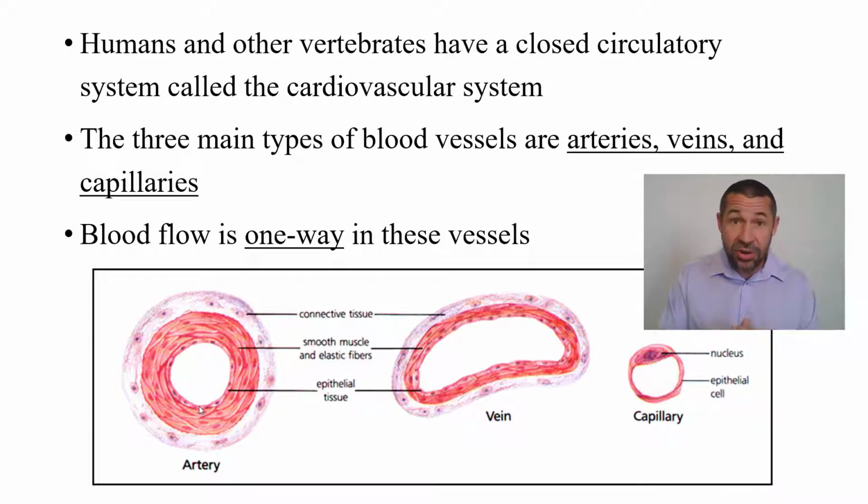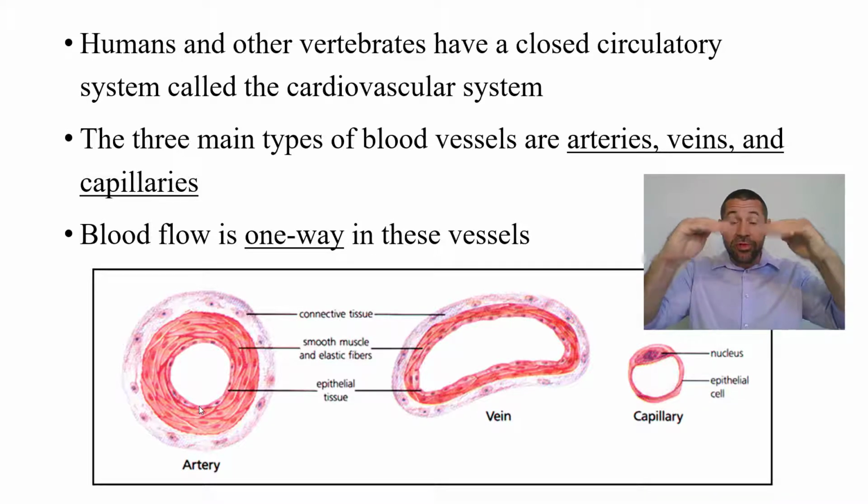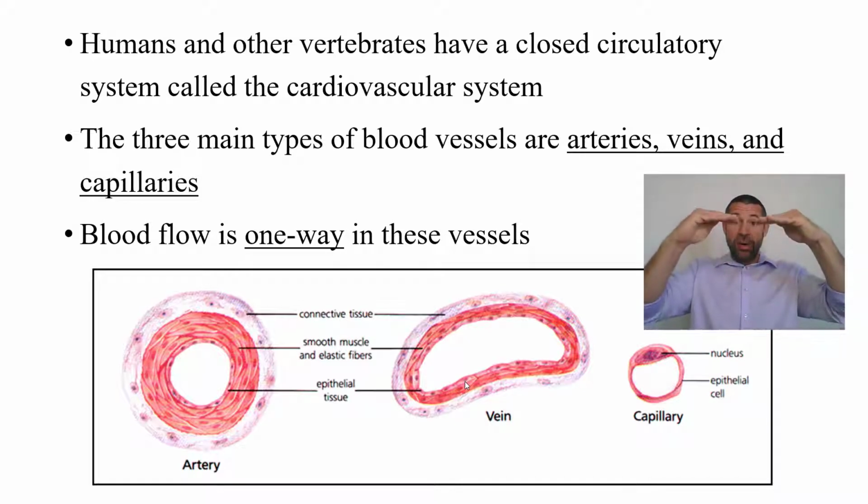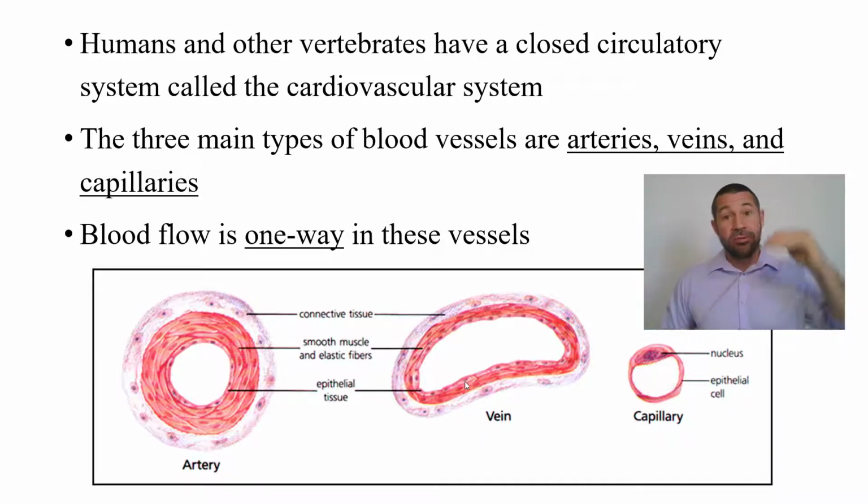Veins. Veins start with V. Veins have valves. So veins have much thinner walls. They're under lower pressure, and veins are going to return blood to the heart. There are valves in your veins that prevent the blood from flowing in the wrong direction. The blood is moved throughout the veins by the contraction of the skeletal muscles.